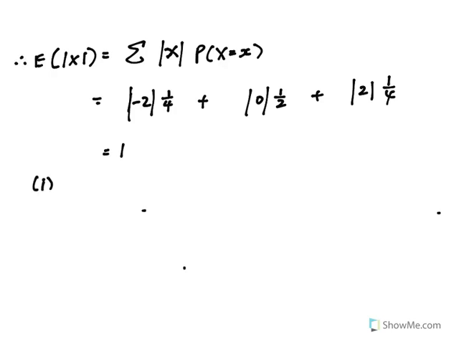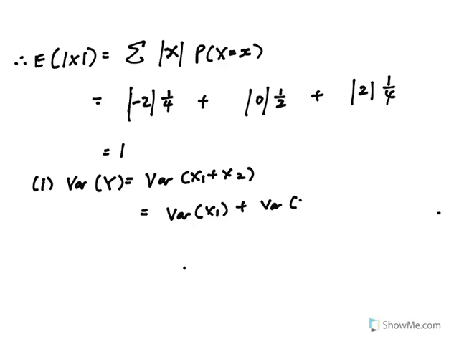And the variance of Y, where Y is the sum of two independent variables X1 plus X2, is just equal to the variance of X1 plus the variance of X2, which is just 2 plus 2, equal to 4. Okay, and next, finally, we want to find out the probability distribution of Y.